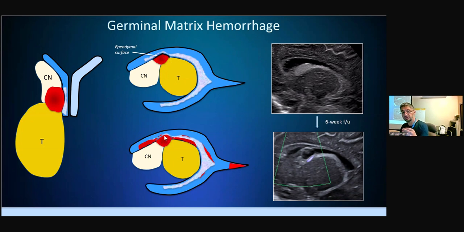Then when there is rupture, it ruptures into the ventricle, it ruptures the ependymal surface, and it becomes intraventricular. Subependymal, then intraventricular. And usually the hemorrhage goes anterior, posterior, along the choroid plexus and to the dependent aspects of the ventricle within the occipital horns. And here you can see a cyst caused by this hemorrhage. This is the germinal matrix hemorrhage, very typical. And after 6 weeks, we can see a cyst, a residual cyst.